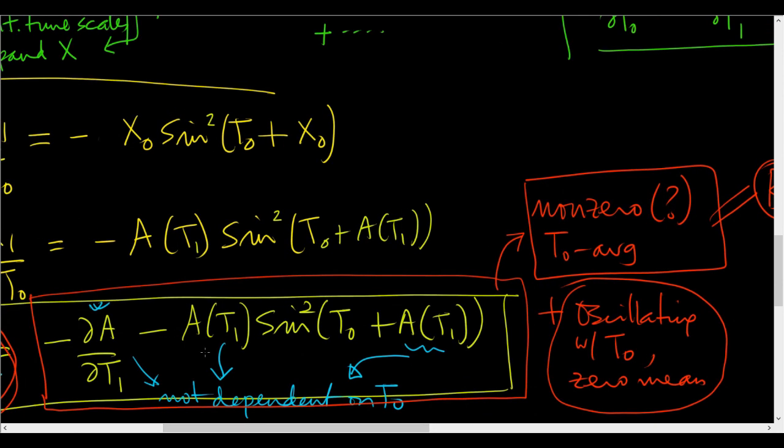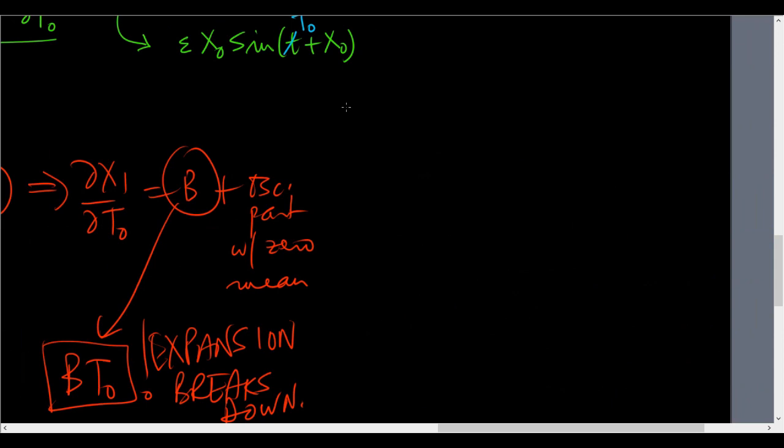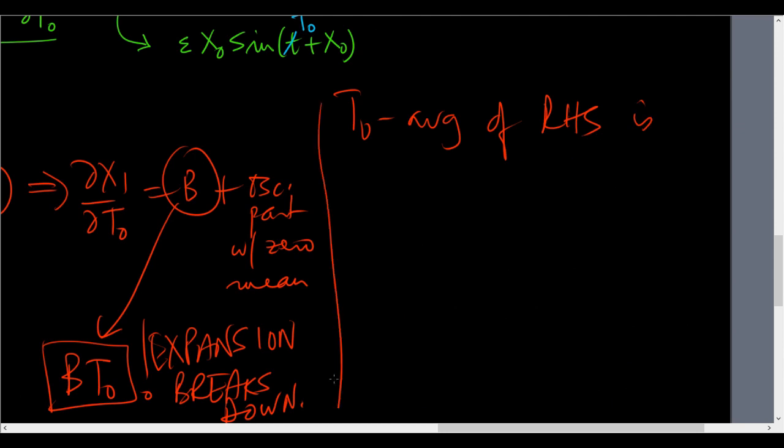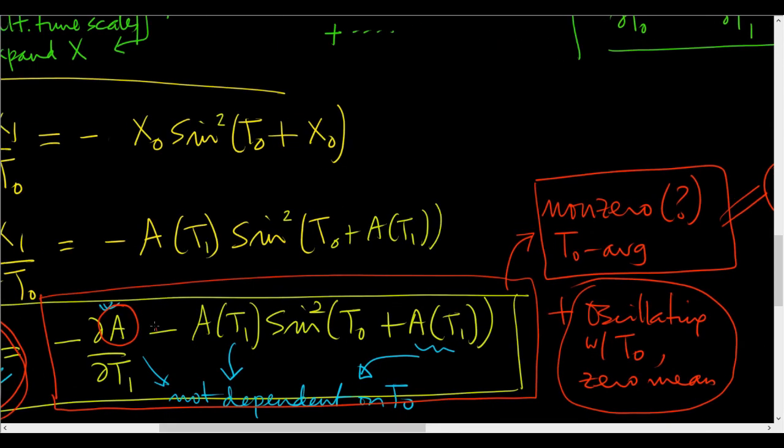Okay. However, not all is lost, right? What is important? A was a completely arbitrary function of t1. I could choose anything. I will choose A1 to be such that the expansion is valid for as long as possible, right? And I will choose A1 to be such that this average, the t0 average, is 0. The t0 average happens to be minus del A del t1. Why? Because it doesn't even depend on t0.